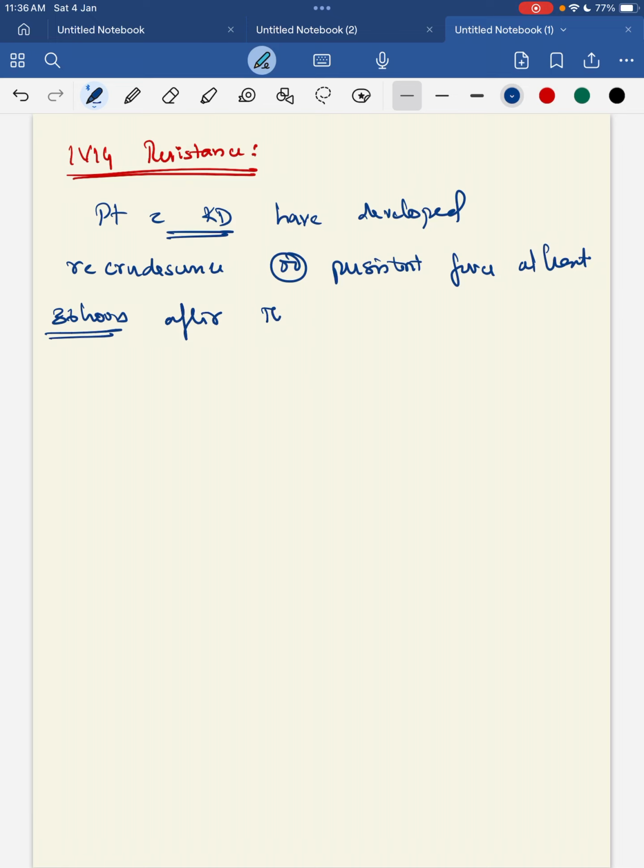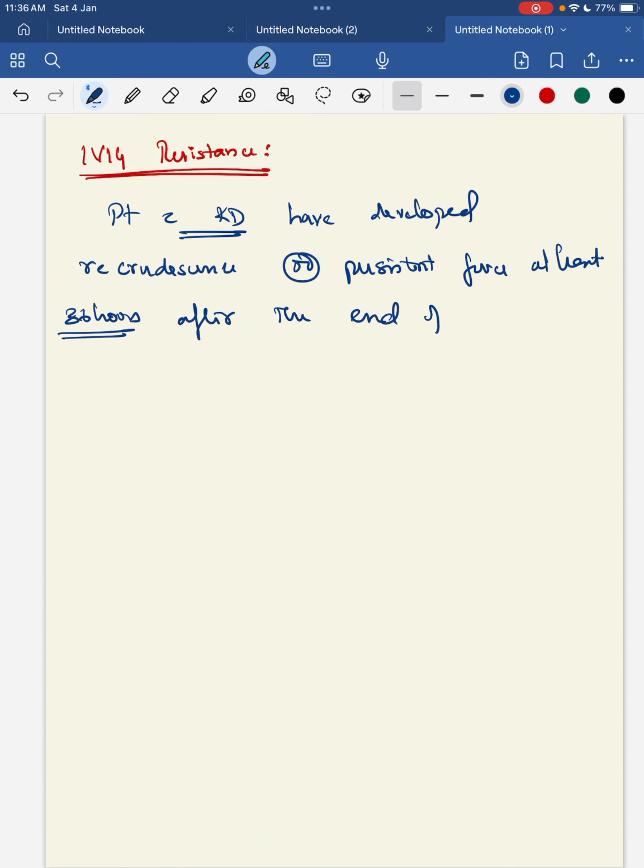If the child is resistant to the second infusion of IVIG or pulse dose methylprednisolone or infliximab, then you can consider cyclosporin. Okay, so this is how you treat the child with IVIG resistant Kawasaki disease, and this is the method of diagnosing and treating a child with Kawasaki disease.